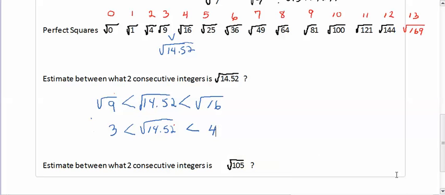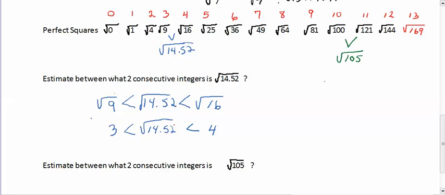Okay, now I'm going to do the square root of 105. So where does 105 lie on our perfect square chart? And it's going to be somewhere between 100 and 121. So that's going to be the square root of 105. That's where it's going to be. So it's between 100 and 121. That's where the square root of 105 lands.